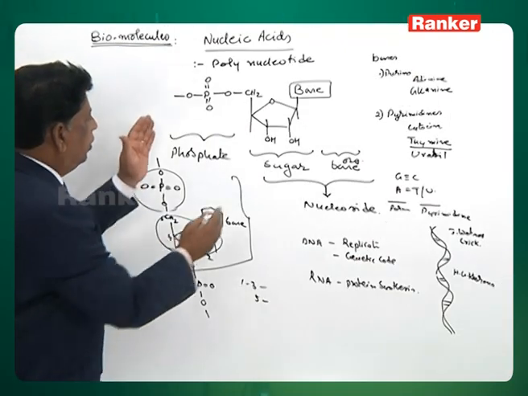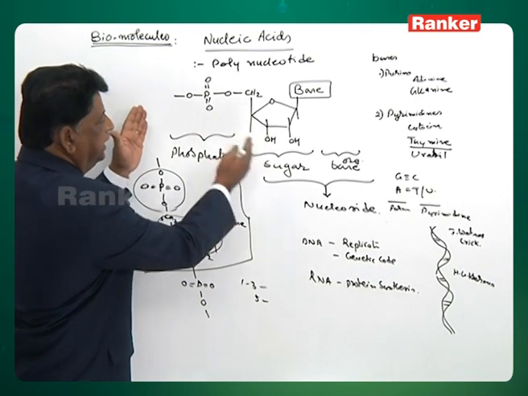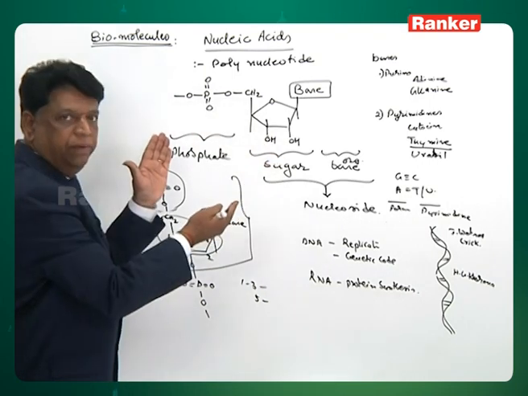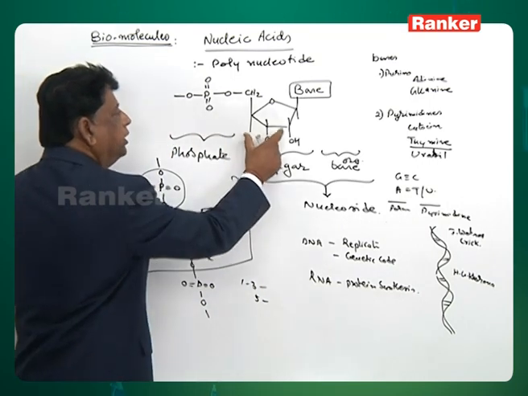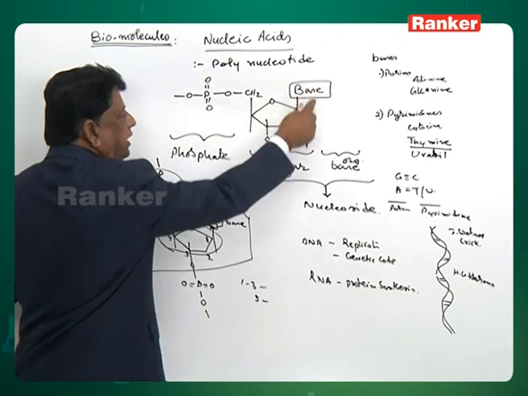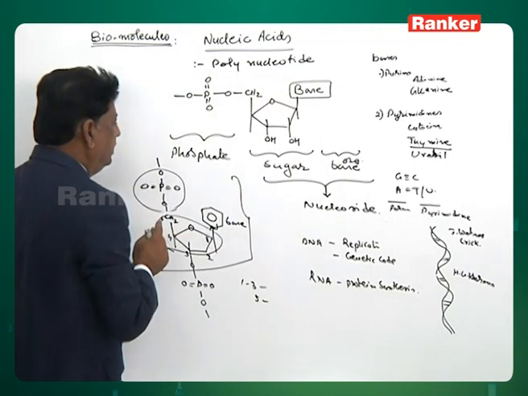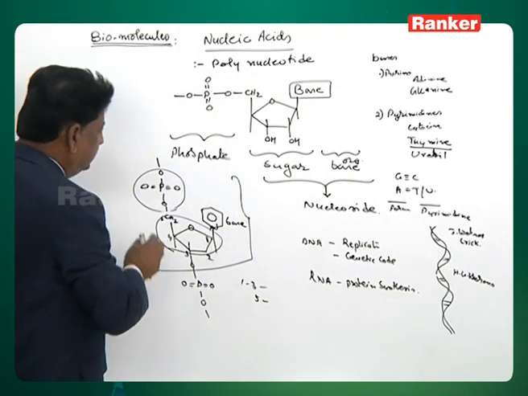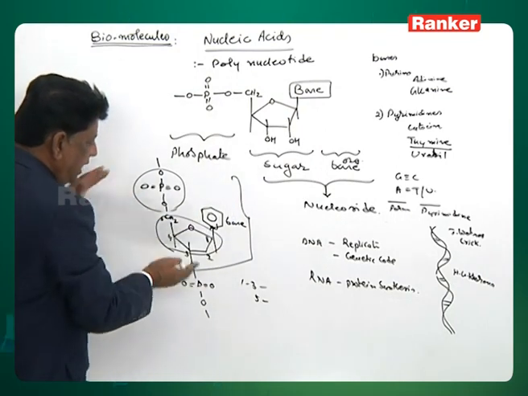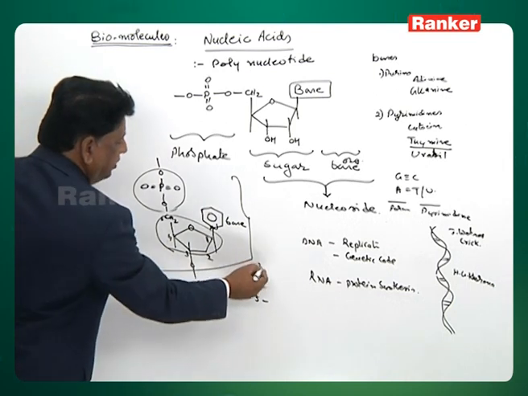Okay? There is no name for only phosphate and sugar, that is called ADP, ATP and so on. But sugar and base together is called a nucleoside. All 3 together is called a nucleotide. This nucleotide repeats n number of times.